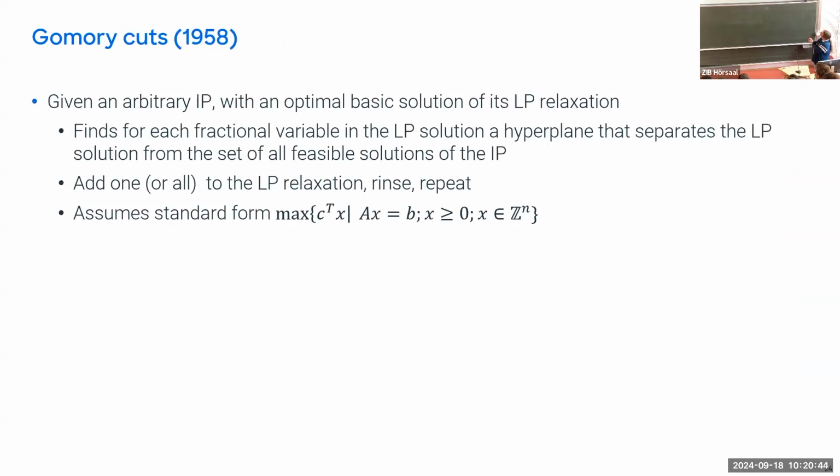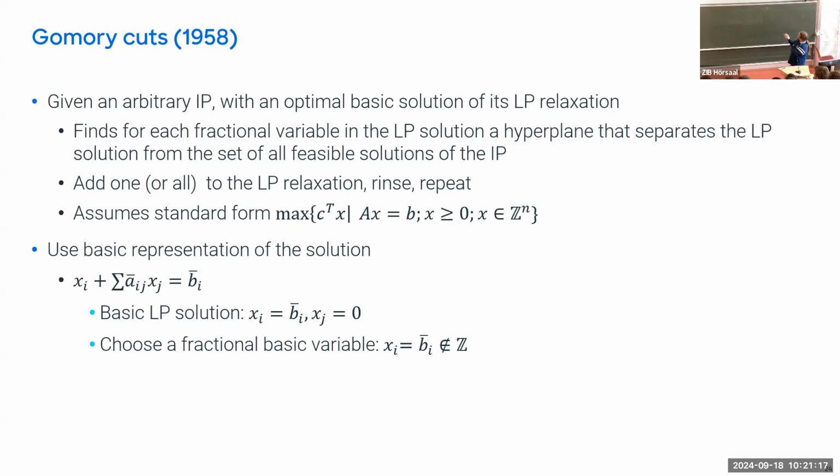Okay, so assume we are given an arbitrary integer program. We have an optimal basic solution of its LP relaxation, just as the simplex algorithm provides us. Then the Gomory method will find for each of the fractional variables in the LP solution such a cutting plane. We add it to the relaxation, rinse, repeat. This assumes now for the next couple of slides that we are seeing our problem in the standard form Ax = b.